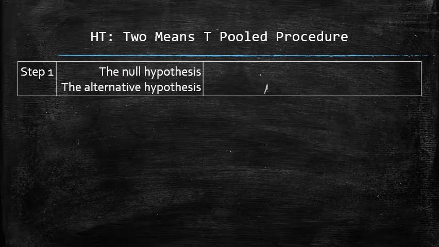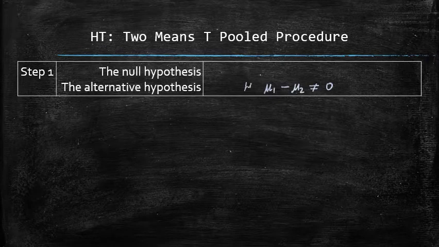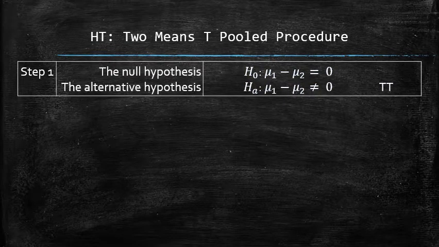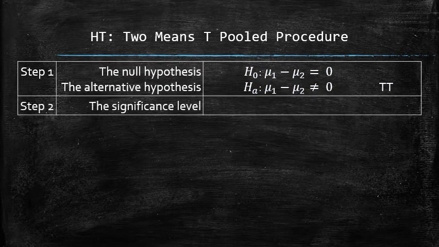Since our claim mu1 minus mu2 not equal to 0 is in the form of an inequality, we're going to set it up as an alternative hypothesis. Therefore, the null hypothesis, which is always in the form of an equation, must be mu1 minus mu2 equal to 0. So the test is two-tail. Step 1 is complete. The significance level can always be found in the statement of the problem. In our case, it is 10%. Step 2 is complete.